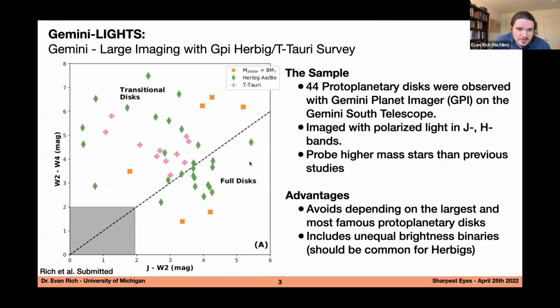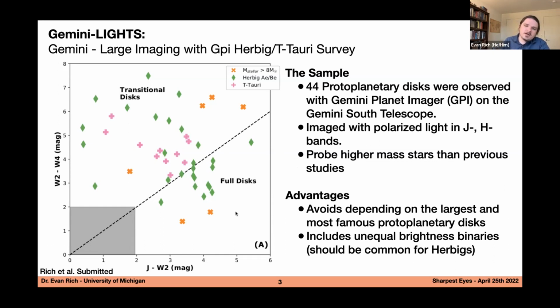So the Gemini LIGHTS survey, or the Gemini Large Imaging with GPI, Herbig and T-Tauri survey, is a survey of 44 protoplanetary disks. These are observed with Gemini Planet Imager when it was mounted on the Gemini South telescope. It's since been removed. All the images are in polarized light in J and/or H band. And as I said earlier, it's going to probe a higher mass of stars than previously studied. Previously, the highest mass protoplanetary disks that were imaged in scattered light ended around 3 solar masses, and we're going to go well above 3 solar masses.